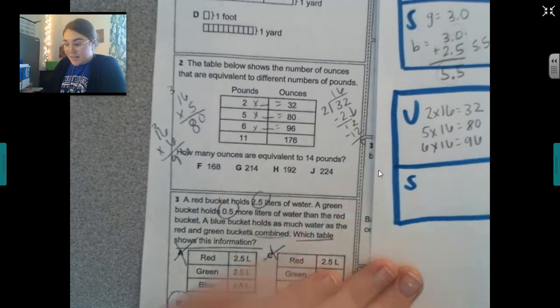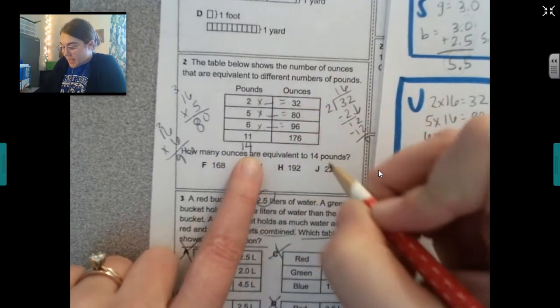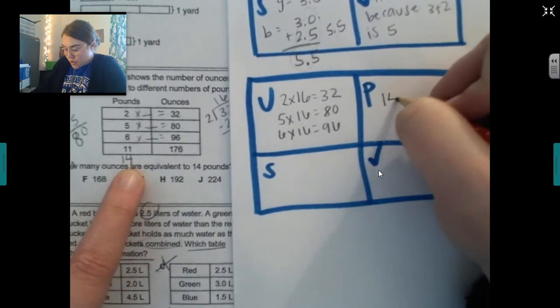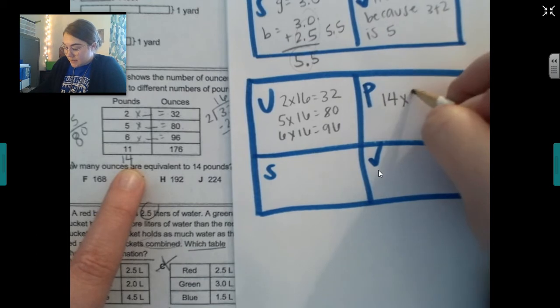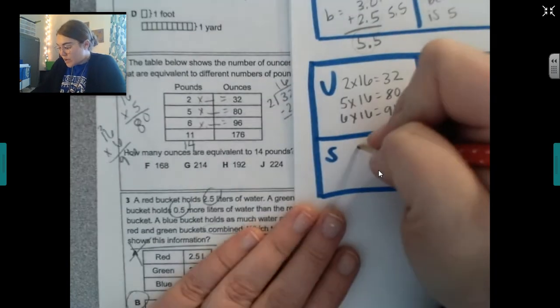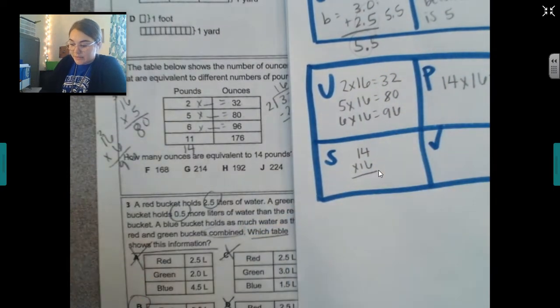So my plan is to put 14 pounds, put a 14 over here, and carry out my rule. So my plan is to do 14 times 16, and that will give me my answer. So right now I want you to pause the video and do 14 times 16, and then we will check your answer.